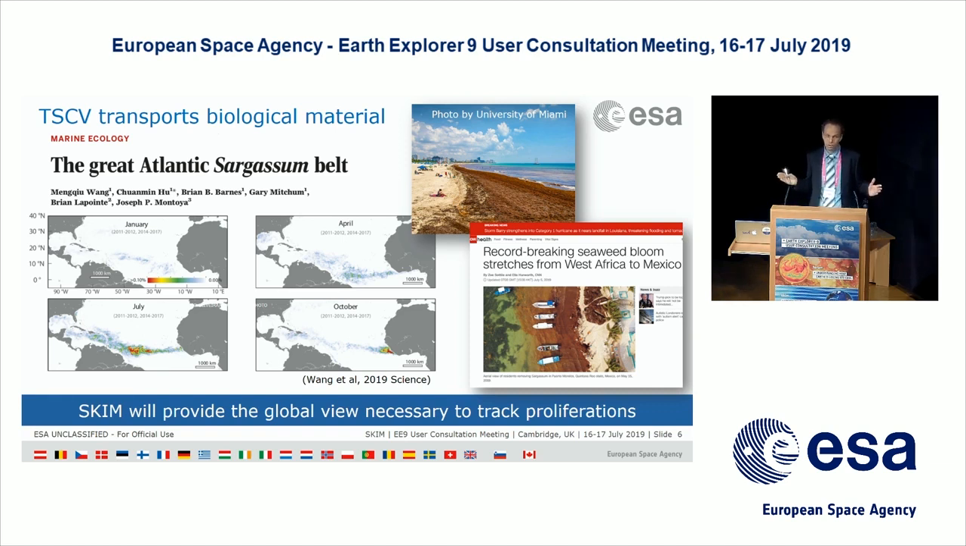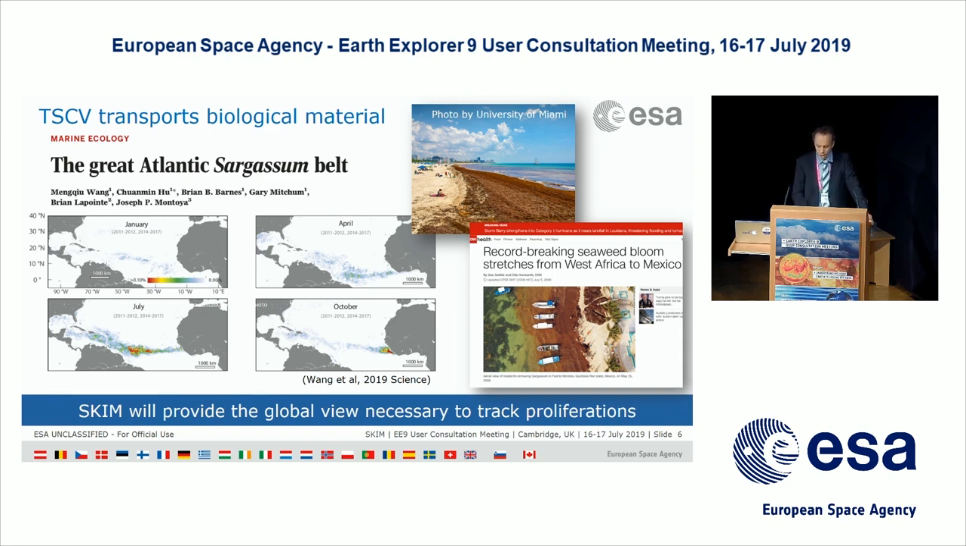But knowing where the sargassum is only part of the puzzle, of course. Because policymakers and local authorities, if they want to understand when the sargassum would end up on their coastlines, then they also need to know how it is transported by ocean currents. And that is what the TSCV does. So in this transport of biological material, the Stokes drift is particularly important. And it's only very recently that we've realized that.